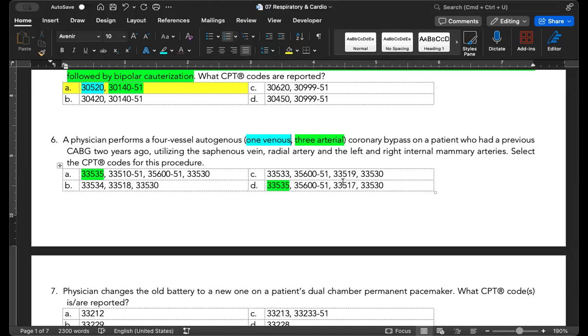So if you have a CABG where they're using just the veins and they're only bypassing the veins, then you would use your 33510 through 33516. If they are using veins and arteries that they're bypassing, then you have to use your 33517 through 33523, because those code descriptions describe your venous and arterial grafting. Does that make sense? Any questions, anybody confused on why we would want to use the 33517 instead of the 10?